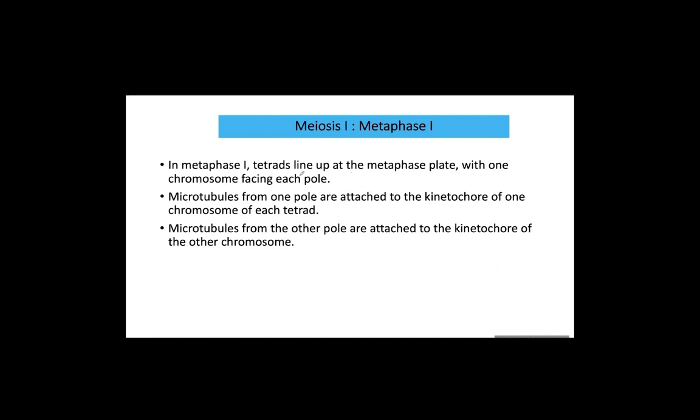So in metaphase 1, the tetrad, 4 sister chromatids, lines up at the metaphase plate, the equatorial plate, at the center of the cell, with 1 chromosome facing each pole. Spindle microtubules from 1 pole are attached to the kinetochore of 1 chromosome of each tetrad. Microtubules from the other pole are also attached to the kinetochore of the other chromosome.